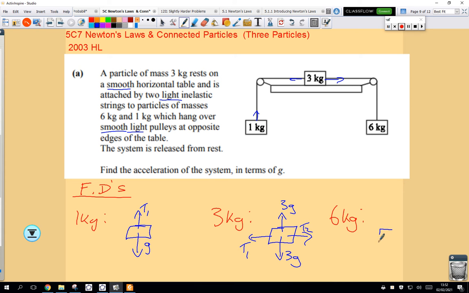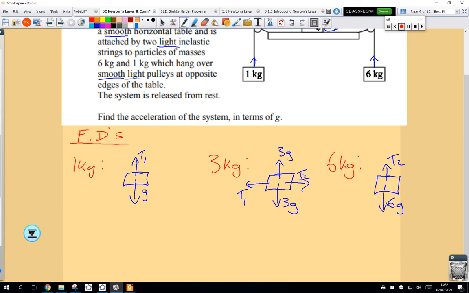And then the 6 kilogram particle, again, much more simple. The only forces acting on it are the force on the particle by gravity, which is called its weight, which is always mass times little g, and then the tension. And that tension up there will be the same as that tension there. That's T sub 2. Okay, and that's all the hard work done, really. The rest is just a bit of algebra from here on in.